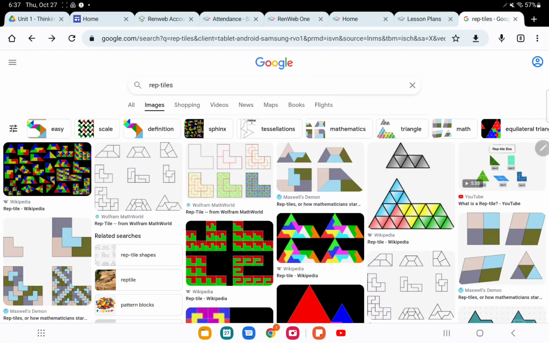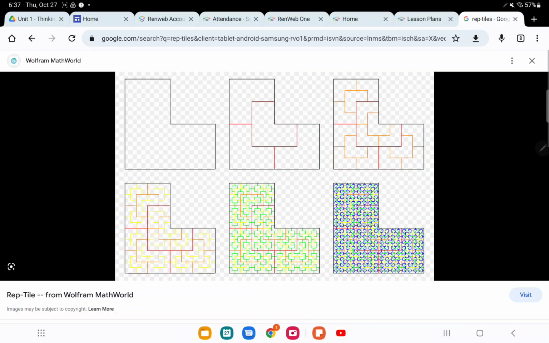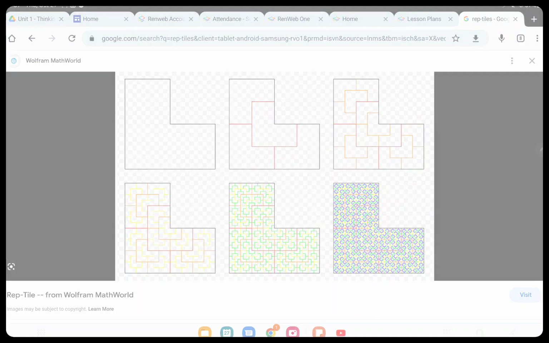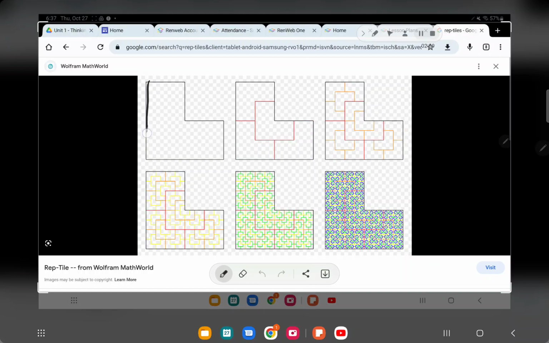So when you do a Google search for Rep-Tile, these are some of the ones that come up. Here's a good illustration of a Rep-Tile. So you notice on the very left, right here, let me write on this. This is a shape, and then you notice the shape to the right of it is the same shape, but within that shape, you have other shapes that are similar to that one. So in fact, it's made up of 1, 2, 3, 4 other shapes that are similar to that one.